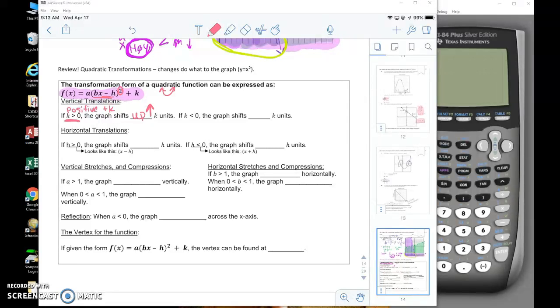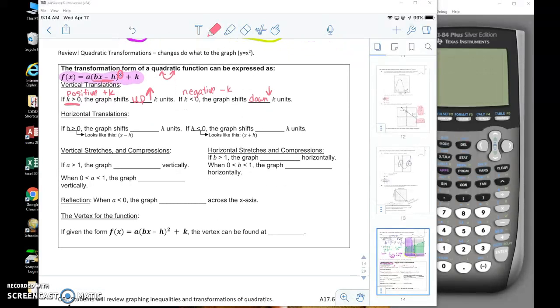If k is less than 0, or in other words, if k is negative, something like minus a number, the graph shifts down k units. So if we had -2, our graph would go down 2 spaces.